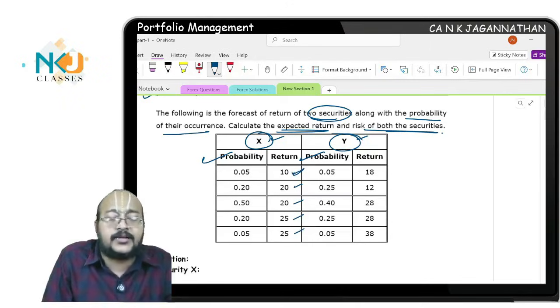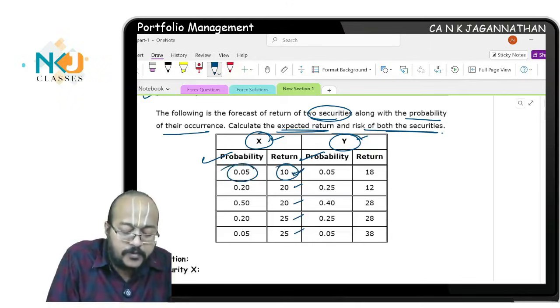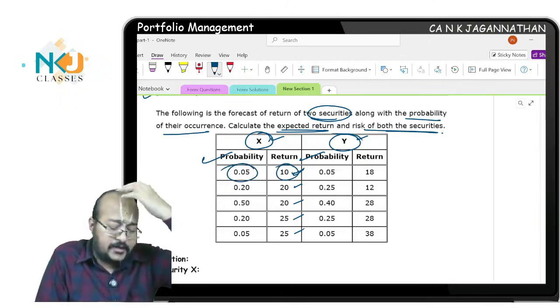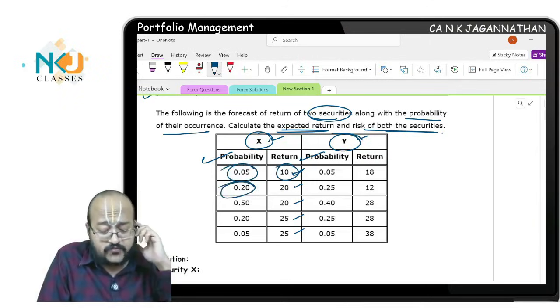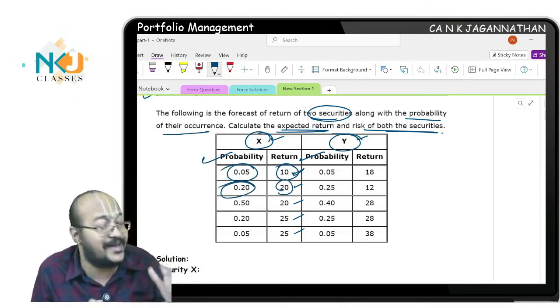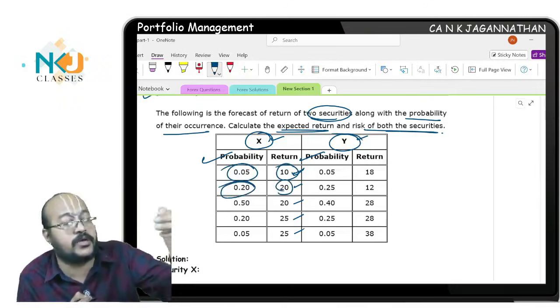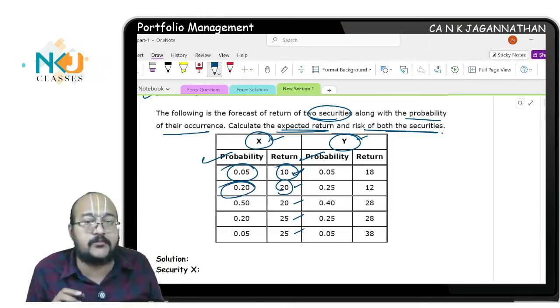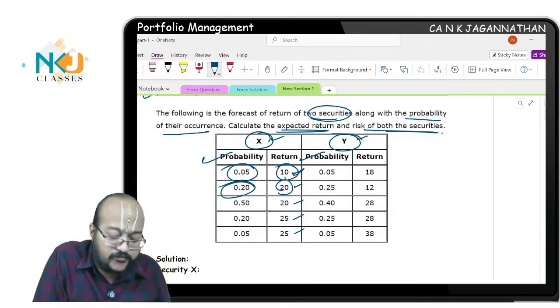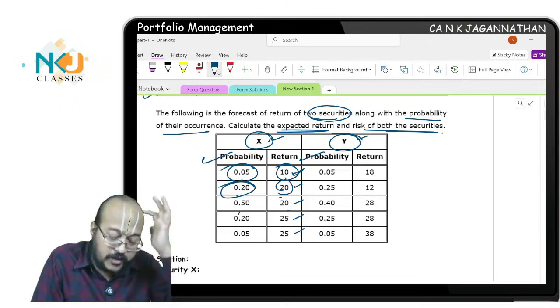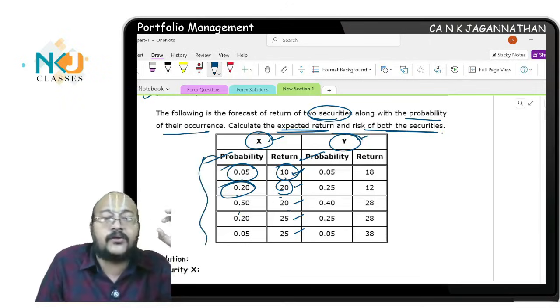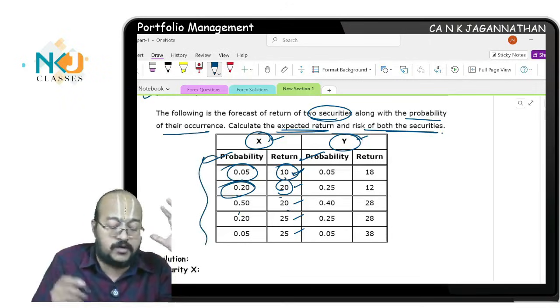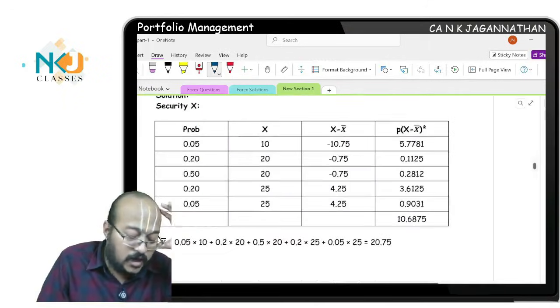I think that there is a 5% chance the return to be 10%. I think there is a 20% chance for the return to become 20%. Like this, I assign probability for each of these returns, which means on an average, how much I am expecting is nothing but 10 into 5%, 20 into 20%, 20 into 50%. Like that, I will compute weighted average mean. Are you all understanding?